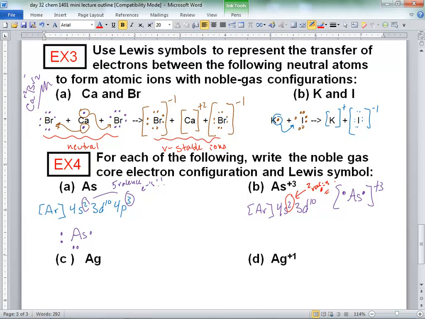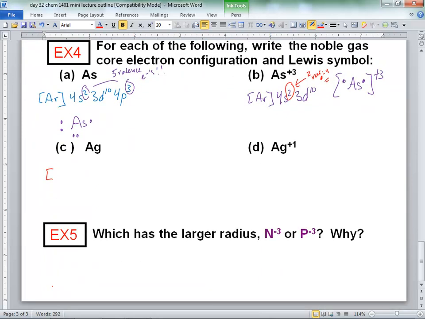So silver. So where did silver go? It's krypton. Right? And then we can make 10. So what did you do? How did you fix this? Annabelle, how did you fix this to make 10? There it is, 5s1, 4d10. That's what you do.